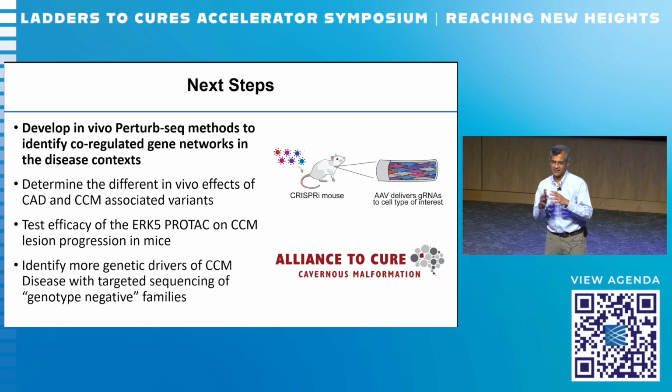And then finally, I didn't have time to talk about this, but we've partnered with the foundation. So there's an alliance to cure cavernous malformations that enrolls all the patients who have this disease. And now that we have Perturb-seq data, we could take all the genotype negative families and see if they have mutations in related genes to this pathway.